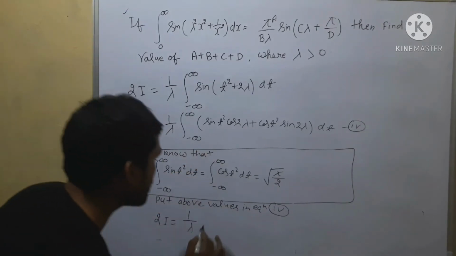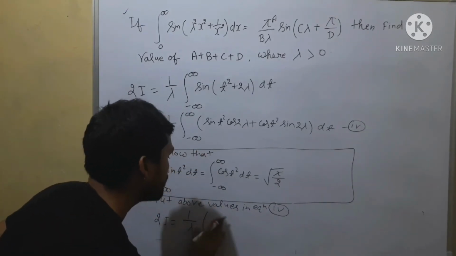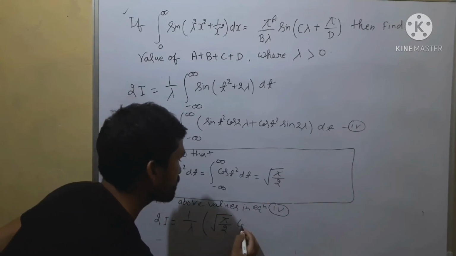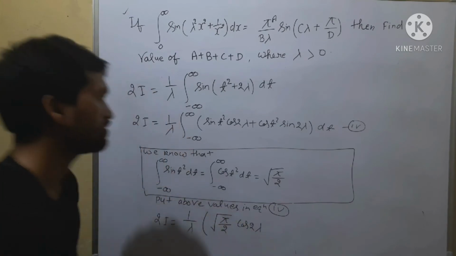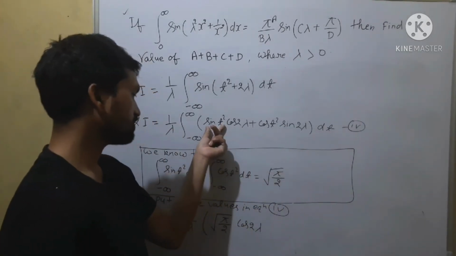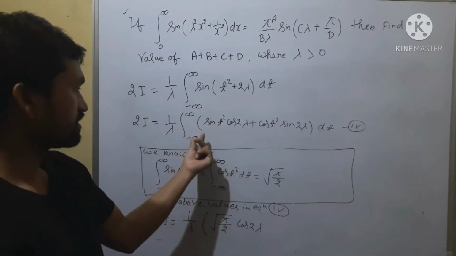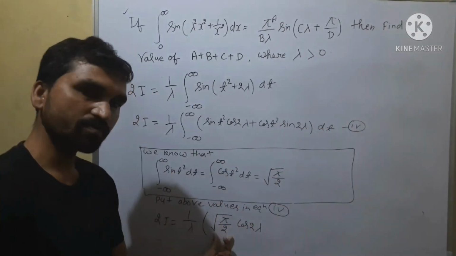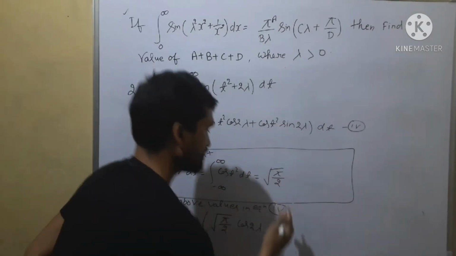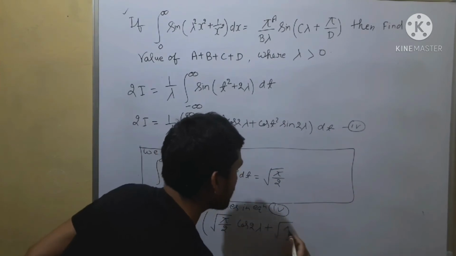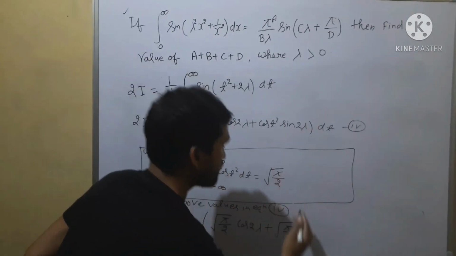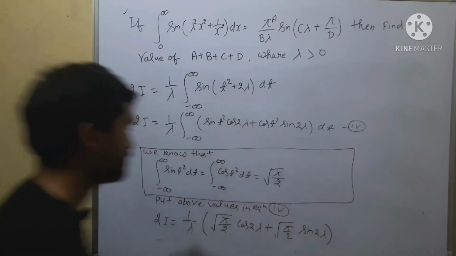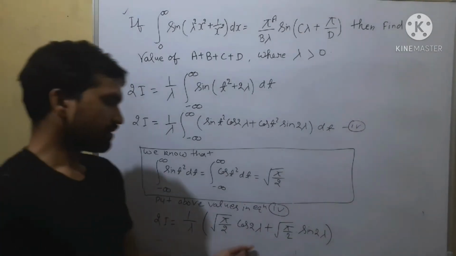and now here it will be square root of pi by 2 cos of 2 lambda plus, here we have put integration from minus infinity to plus infinity sin t square dt as square root of pi by 2, and also cos of t square as square root of pi by 2. Now it is sin of 2 lambda. Okay guys, so our 2i is this.